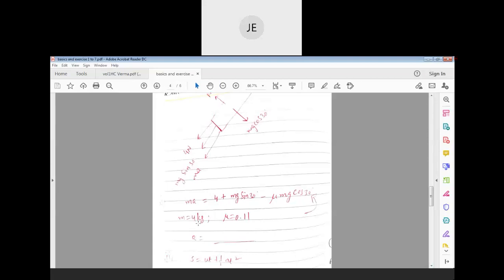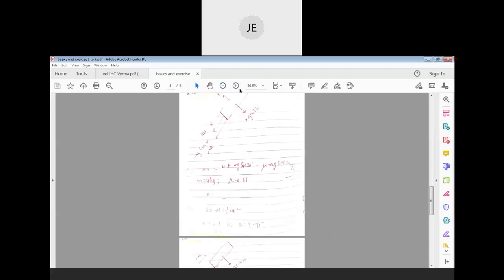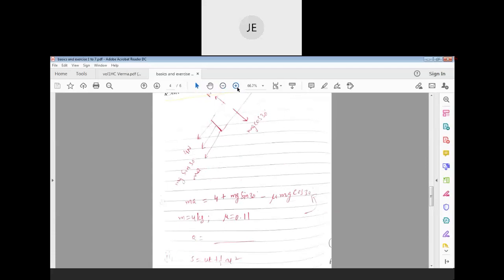So you substitute m is equal to 4 kg and mu is equal to 0.11, because we have already got mu is equal to 0.11, and you get the a value. After getting the a value, substitute in s is equal to ut plus half at square, then you will get how much distance it moves. Sir, we can take g as 10 or 9.8? You can take 10, for easy process, you take 10.